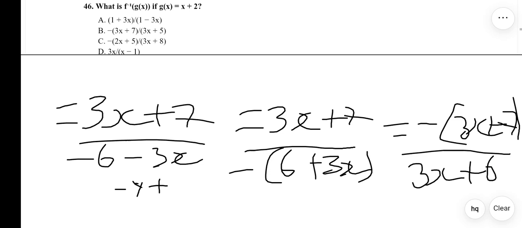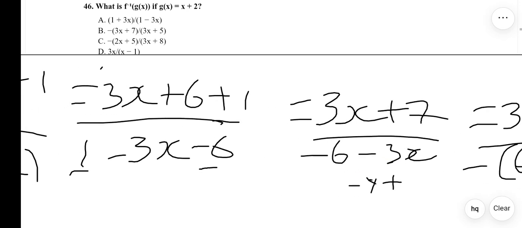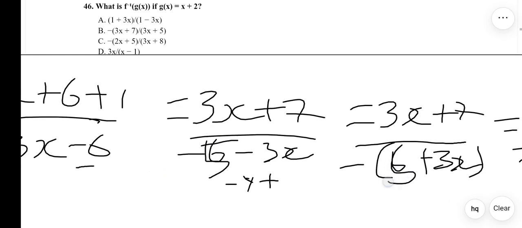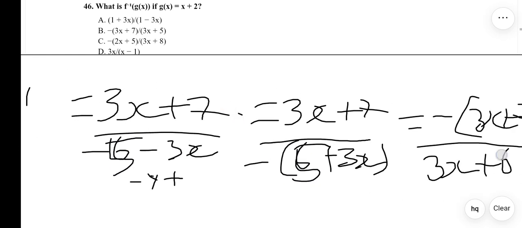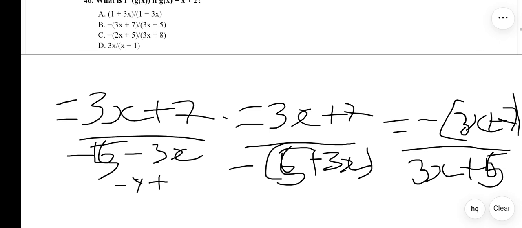Okay, wait. I think I made a mistake from here. 1 minus 6 is minus 5. So this was supposed to be minus 5 from here. This was supposed to be 5. So this should have been 5. So the final answer should have been this, which correlates with option B. So option B is the correct answer.